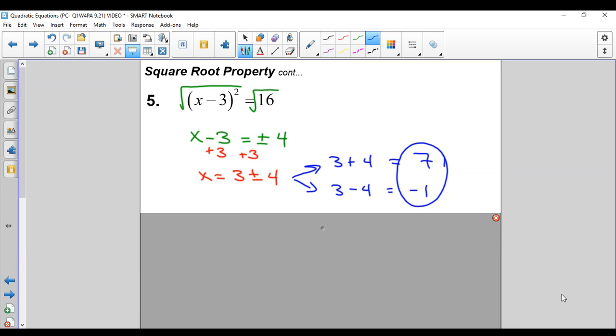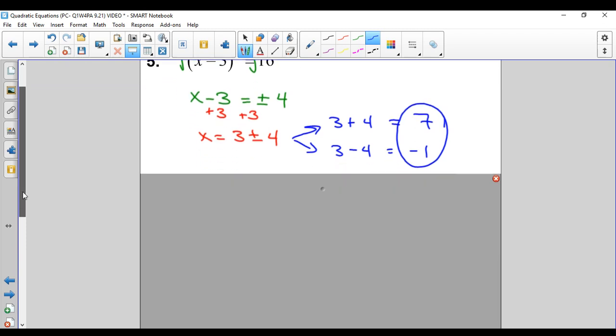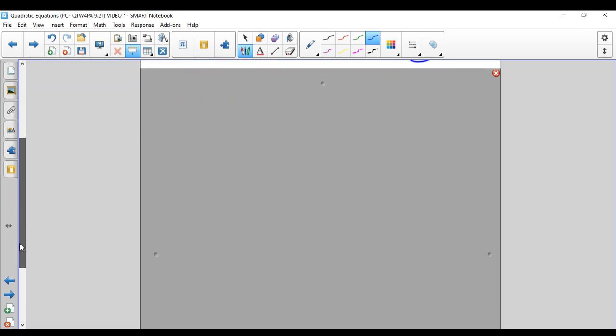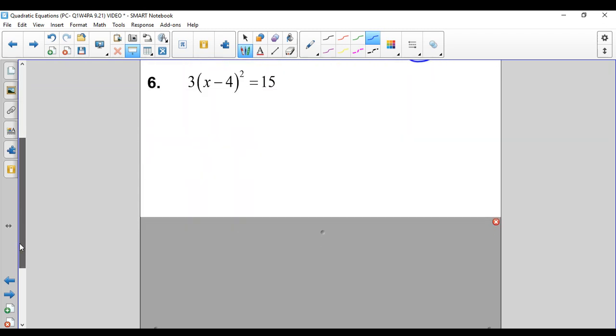Moving on, we add a little bit more. We see some different answers. So let's check them out. Got a little bit more going on. We got a 3 out front. We got to get what's being squared by itself. It's not quite by itself yet, so we need to get rid of that 3. Divide both sides by 3. Get x minus 4 squared equals 5.